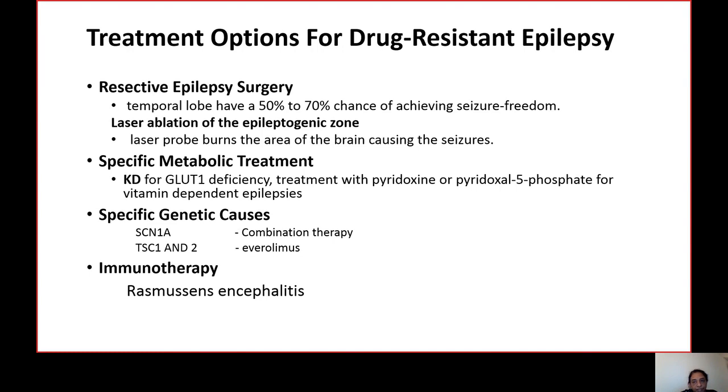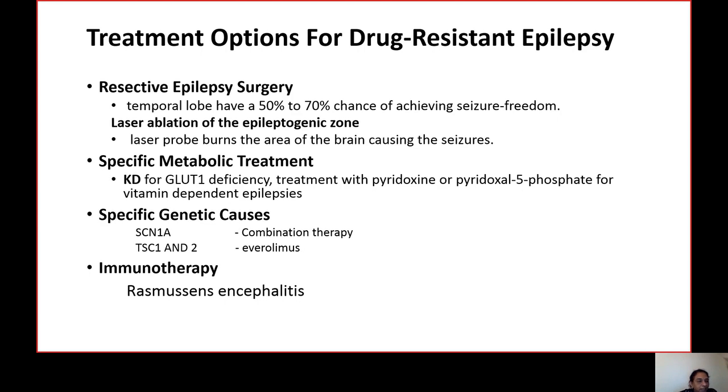They may become seizure free, and subsequently we may be able to take them off the anticonvulsants. And then the latest thing that they have looked into is the laser ablation of the epileptogenic zone, where the laser probe burns the area of the brain causing seizures, which causes fewer manipulations, and the surgical risk and the surgical manipulations are less. So that is the latest, a newer development in surgery.